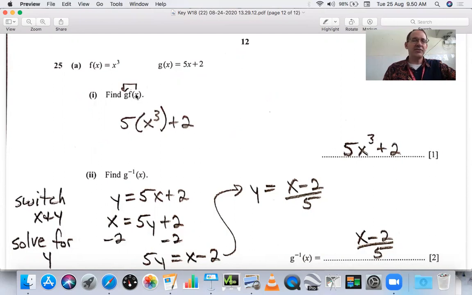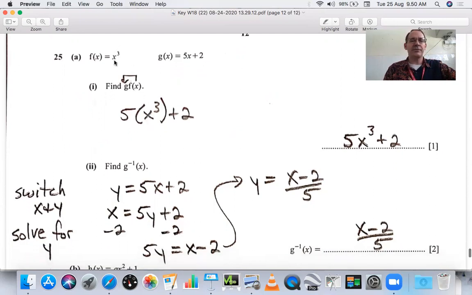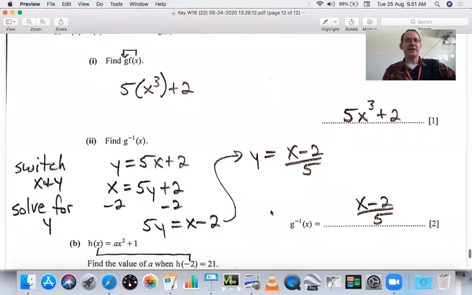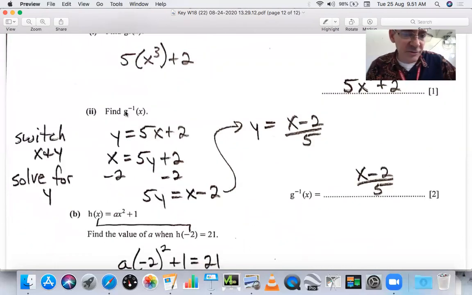So they're not giving us a number to work with, so you just work with the variable itself. So x cubed is the f of x, and we want to plug it into the x of our g of x. So notice this is our g of x function, and we replace the x with our f of x. So the x becomes x cubed. So now we have 5x cubed plus 2. It's already simplified there.